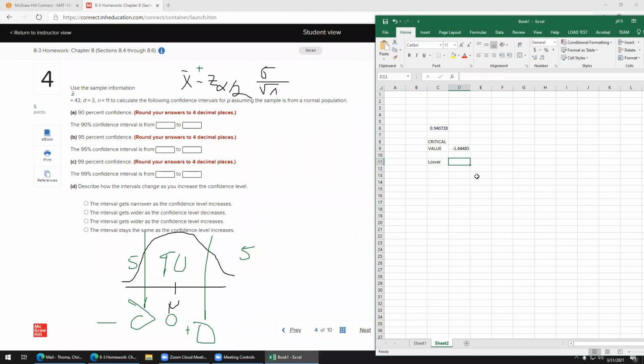To find my lower, I take my X bar, which is 43. I then subtract my critical value, 1.645, I rounded. And I multiply that by my standard error, so times 3 divided by the square root of 11. To find my upper, I'm going to be lazy. I'm going to copy this and paste it right below, and just change that minus to a plus and call this my upper. All I did is take the sample mean, 43, plus my critical value times standard deviation divided by the square root of n. And so I get my answers.